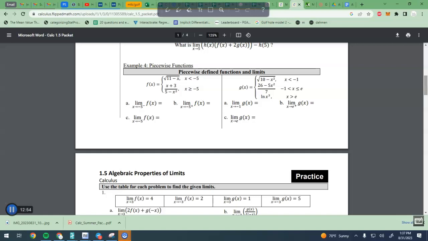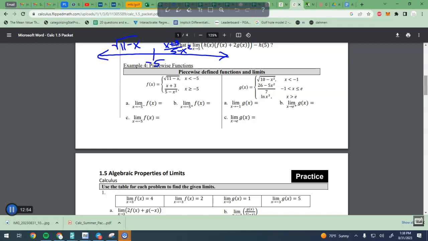Okay. So a piecewise function is basically splitting the number line into two pieces and saying when x is less than negative 5, which is on the left, over here, the function is the square root of 11 minus x. When x is greater than or equal, our function is x plus 3 over 5 minus x squared.